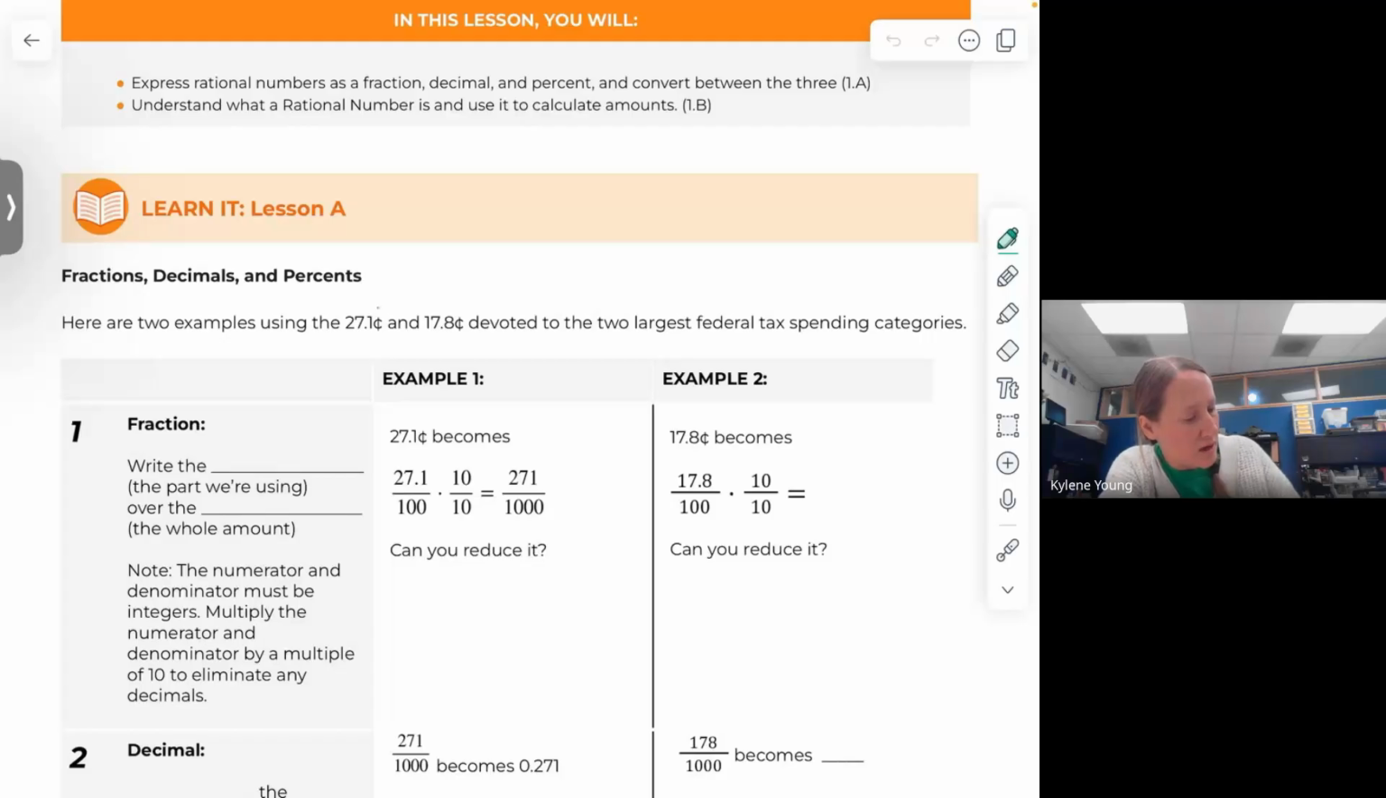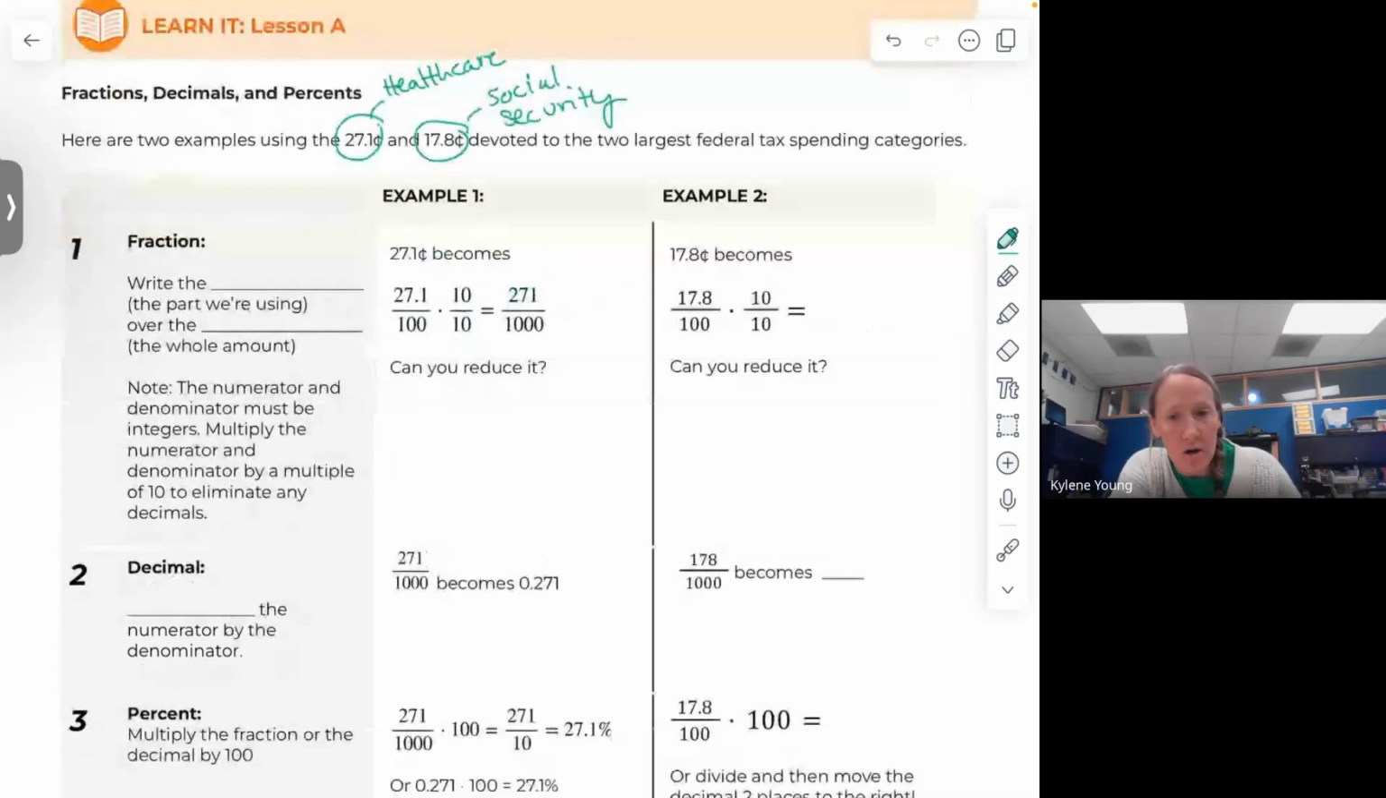We're going to use 27.1 cents and 17.8 cents. And these aren't random. They're not just random numbers that we chose. These are actually the two biggest tax categories. These represent the two biggest categories of spending for the federal taxes. You should have remembered that from the first activity. That is healthcare and Social Security. So that's where we get those numbers from.